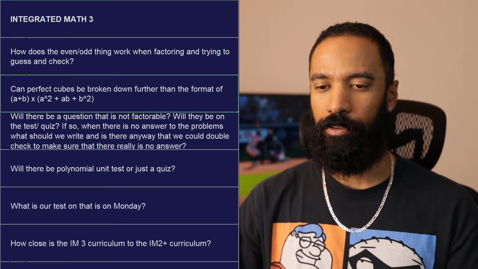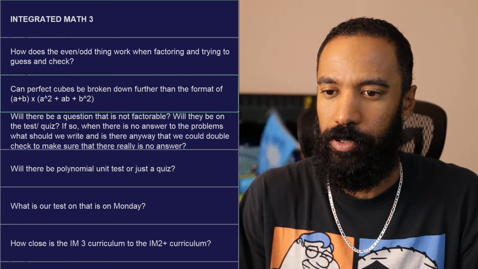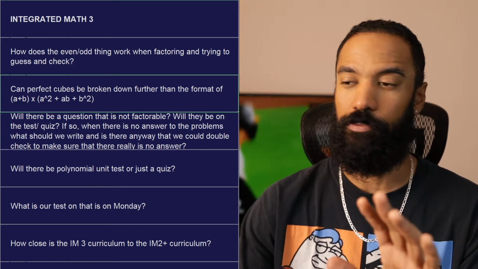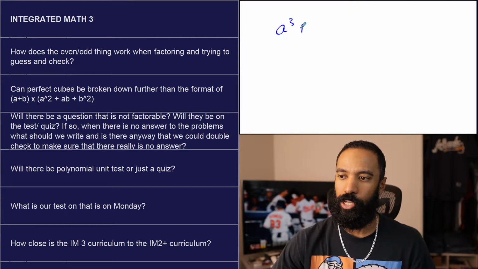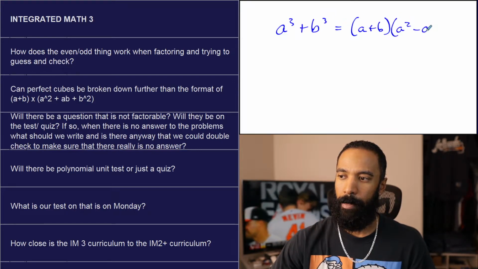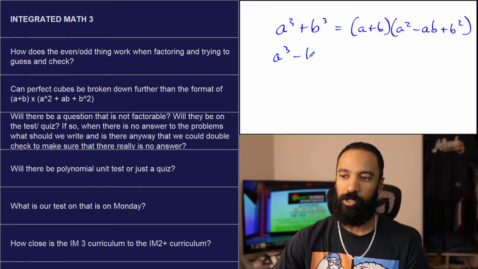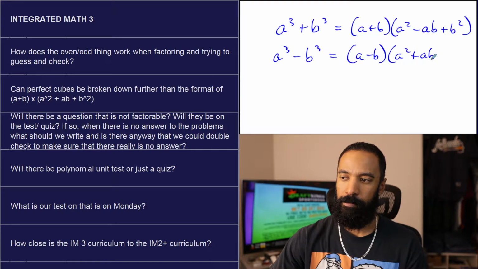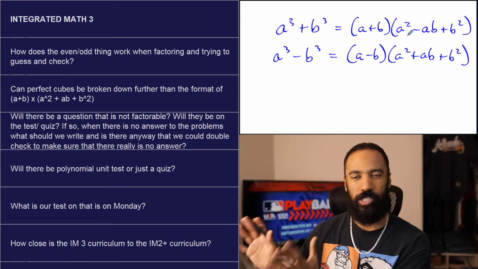All right, let's go further. Can perfect cubes be broken down further than the format of a plus b times a squared plus ab plus b squared? One quick fix on this: they're talking about a sum of two cubes or a difference of two cubes. I'm not sure which, so let me write them both out. a cubed plus b cubed equals a plus b times a squared minus ab plus b squared. I believe they put a plus there, but that should be a minus. And a cubed minus b cubed is a minus b times a squared plus ab plus b squared. So, two different factorizations.